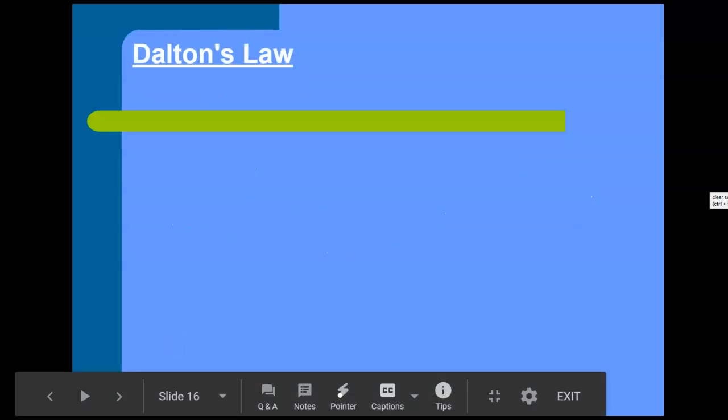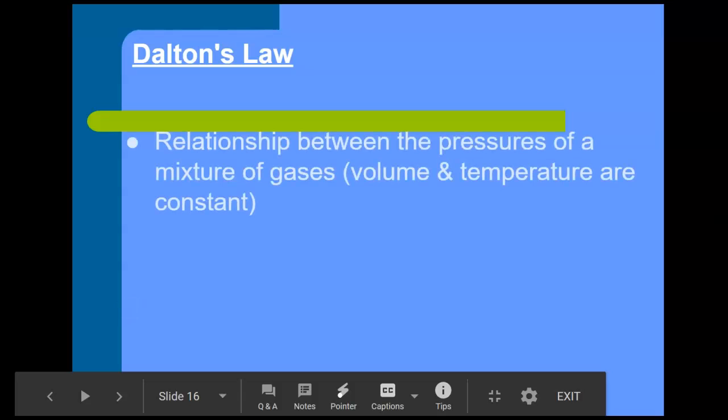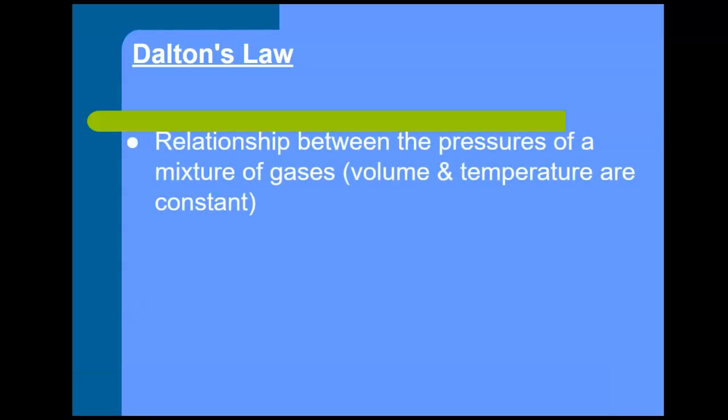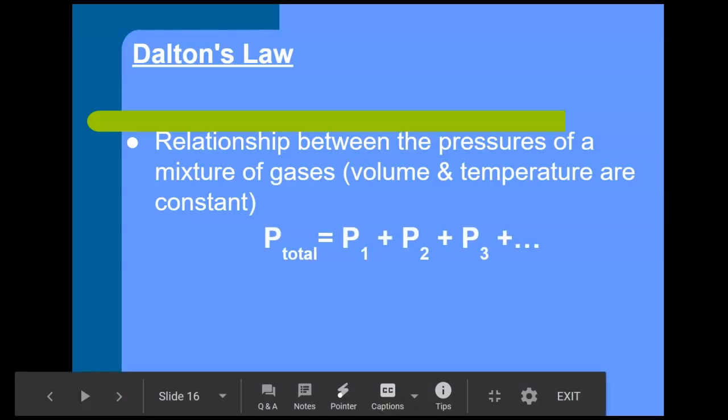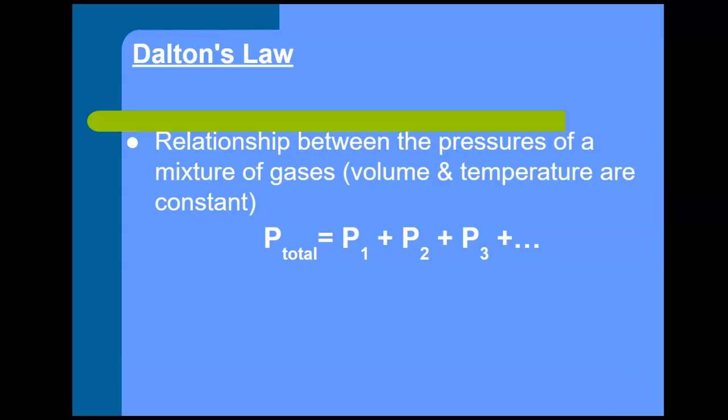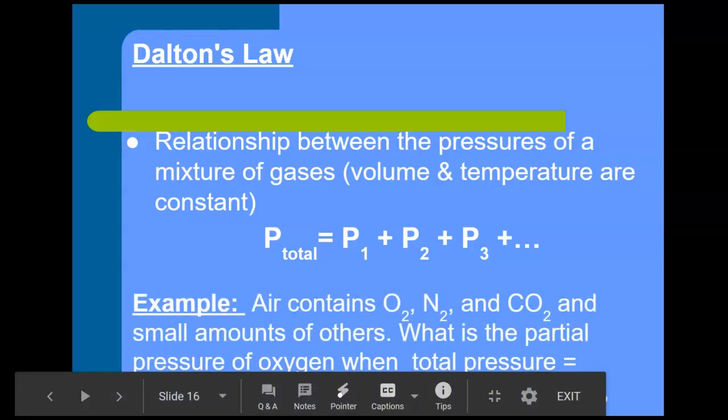Our final law is called Dalton's law. And Dalton's law is for when we have a mixture of gases. So many times we have more than one type of gas in a vessel, and we have to add up the pressures of each of our gases to make a total pressure. Of course, all those gases must be in the same unit, so they all must be atmospheres or kilopascals or millimeters mercury or torr.